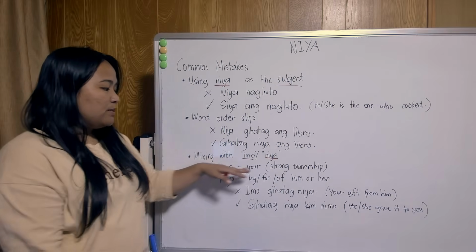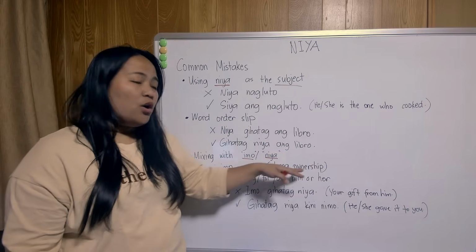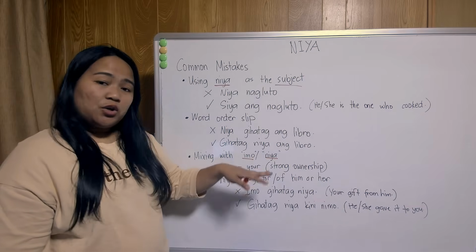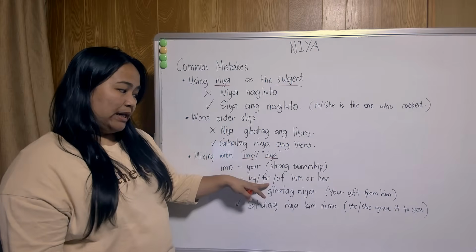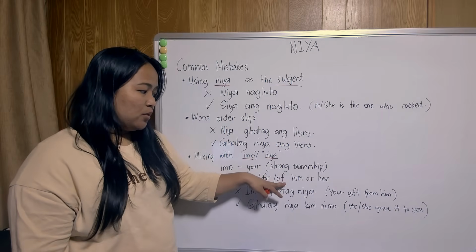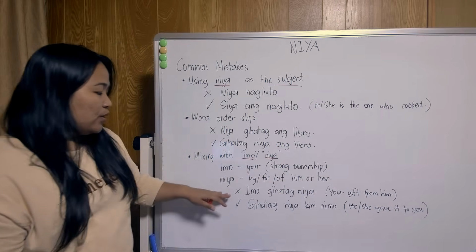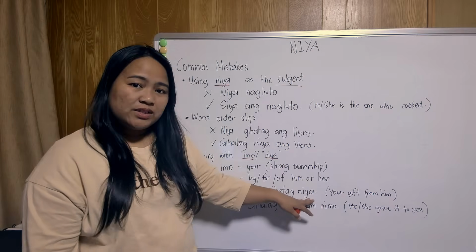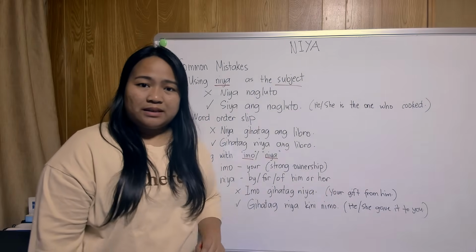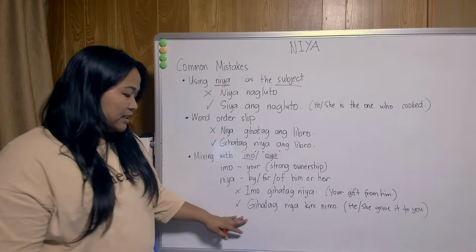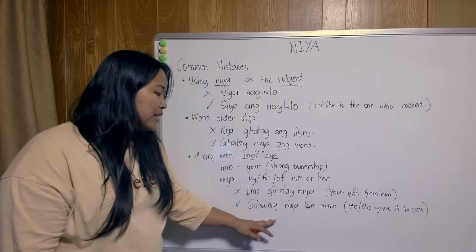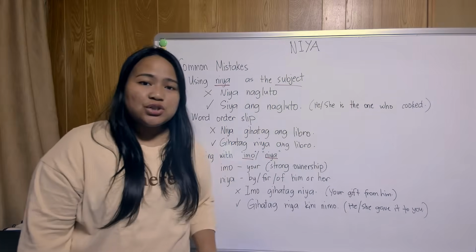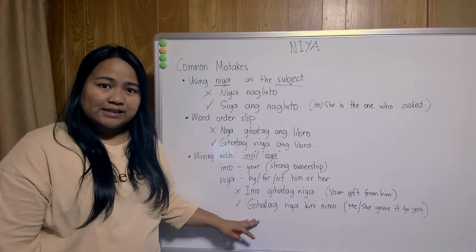And mixing up imo and niya. So imo means your, it's a strong ownership. While niya, it means by him or her, for him or her, and of him or her. So it's incorrect to say imo gihatag niya. So the sentence is your gift from him. So instead, it's better to say gihatag niya kini nimo. So he or she gave it to you. So this is the correct sentence.